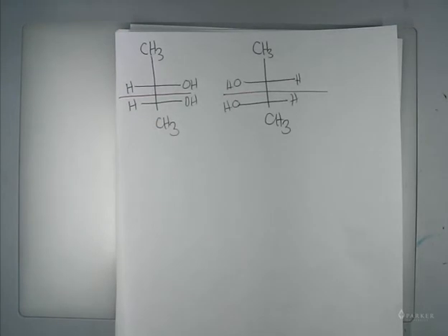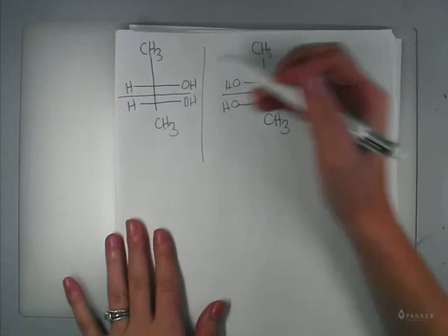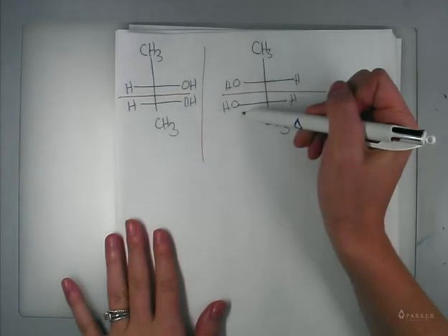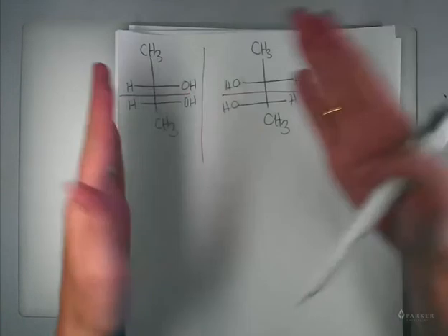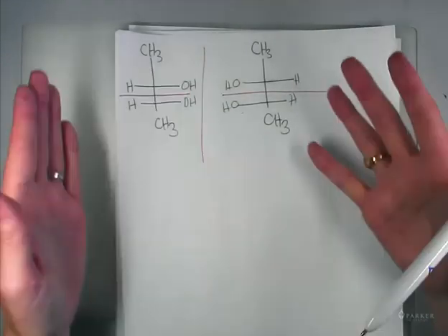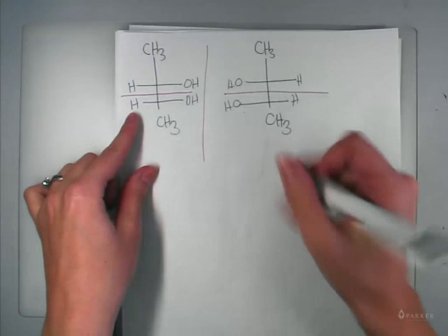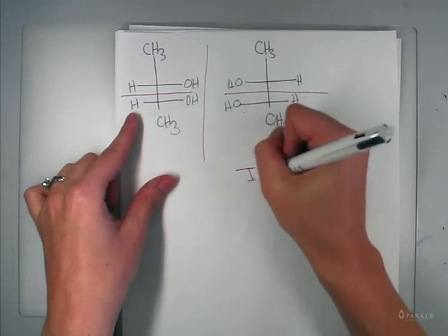Identical. Why identical? It looks like mirror images, right? You see the OHs reflect each other. But what is it? They're meso. Normally a mirror image would be what? An enantiomer. But in this case, when they're both meso, it's identical.